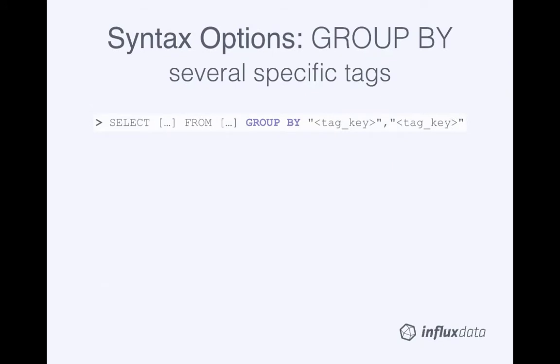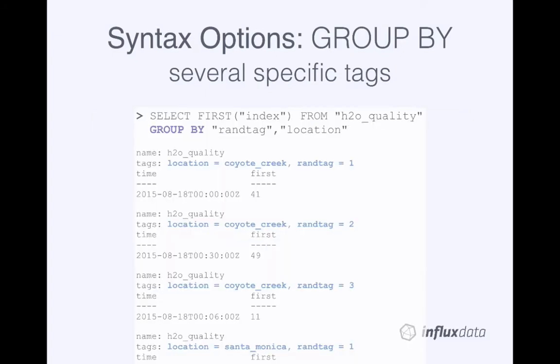The next syntax option is to specify more than one tag in the GroupBy clause. You can do this by separating the tag keys by a comma. In this example, we select the first value of the index field from the H2O quality measurement, and we group query results by two tags, RANTag and location.